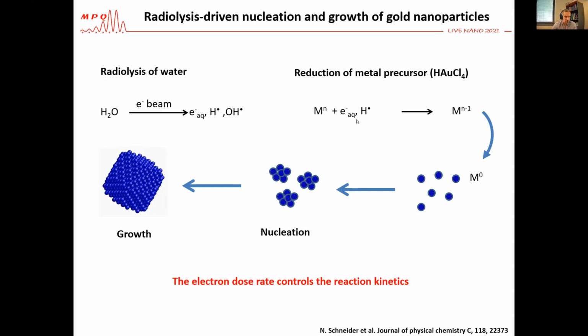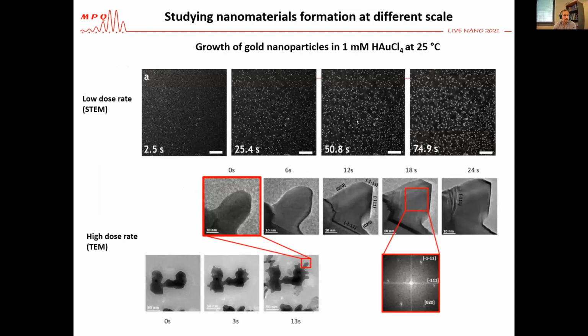You have an effect of the beam, and I illustrate this with these two examples here. One growth experiment of gold nanoparticles performed in low dose STEM imaging, and one in high dose TEM imaging. It also illustrates how we can study the growth process at different scales, ranging from the whole colloidal assembly to single nanoparticles up to the atomic level. But you see that the growth is drastically affected by the electron beam, and you have completely different growth processes when you use low dose and high dose.